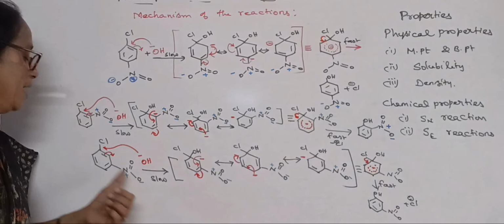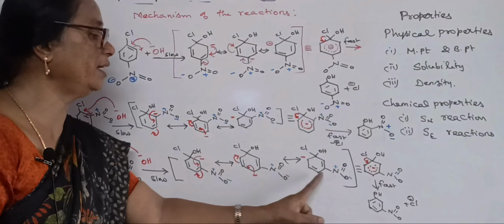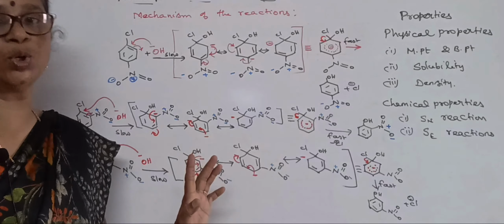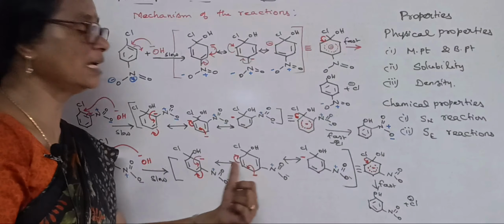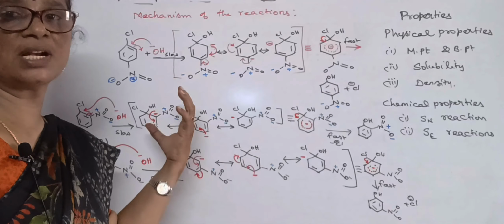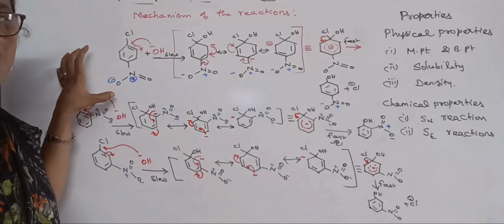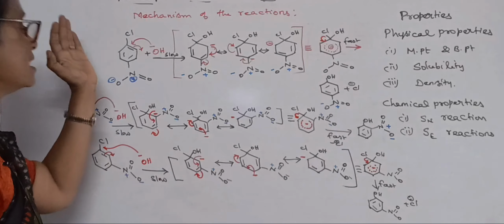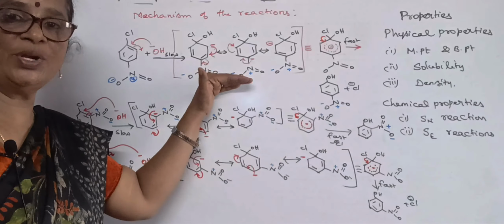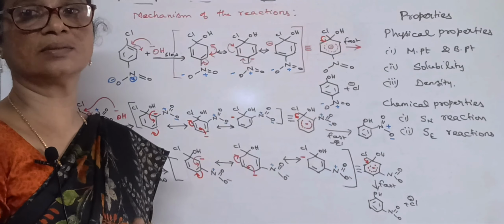But in the case of the meta-nitro substituted compound, none of the resonating structures have negative charges at the carbon bearing the NO2 group. So, when NO2 is at the meta position, it does not influence the nucleophilic substitution of the benzene ring. But when the nitro group is at the para position and the ortho position, as they get negative charges on the carbon bearing the NO2 group, they influence the rate of nucleophilic substitution in haloarenes.